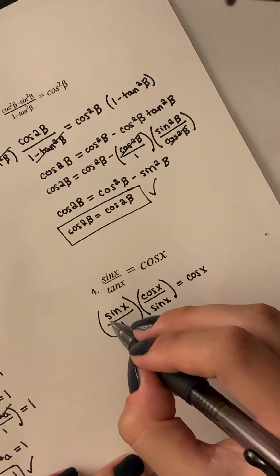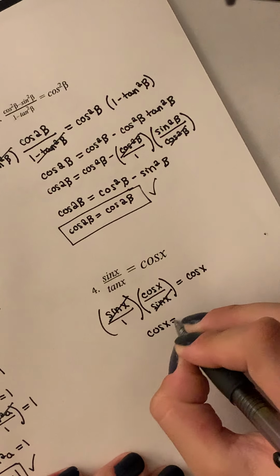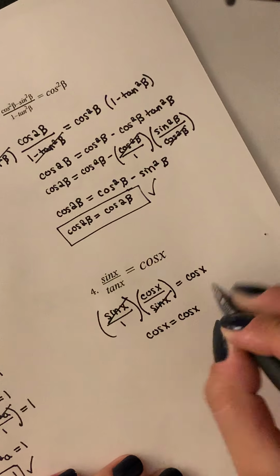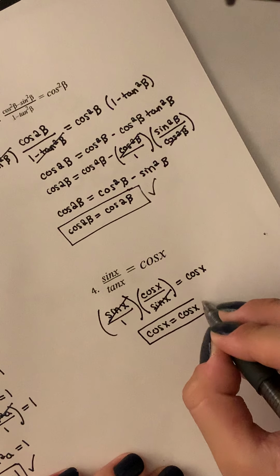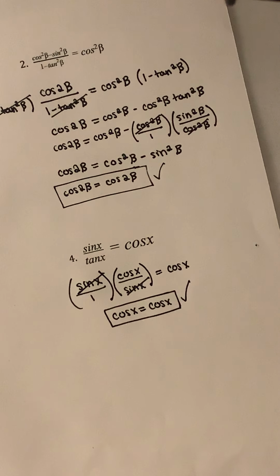Copy over the right side. Our sine x values will cancel, and we're left with cosine x equals cosine x. So there you go. You've now been introduced to all 3 types of problems for trigonometric identities.